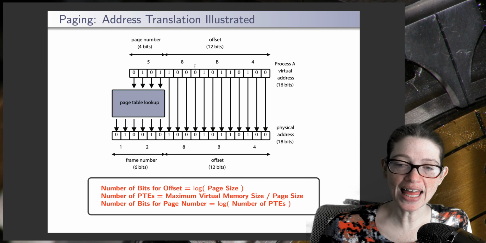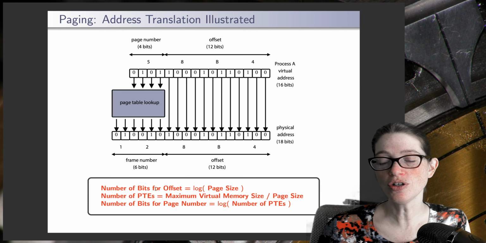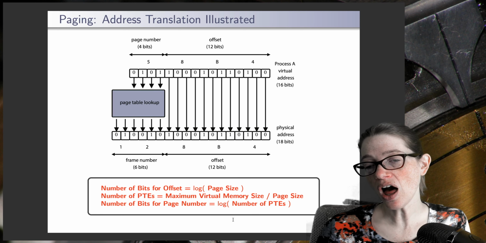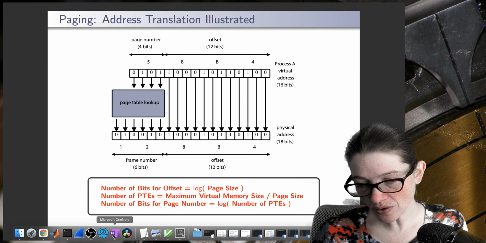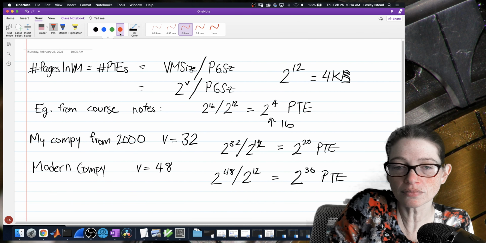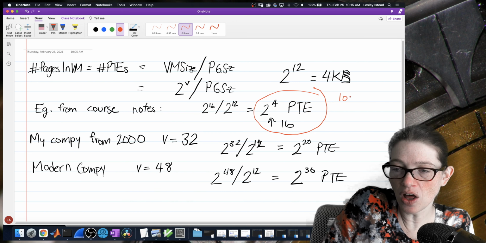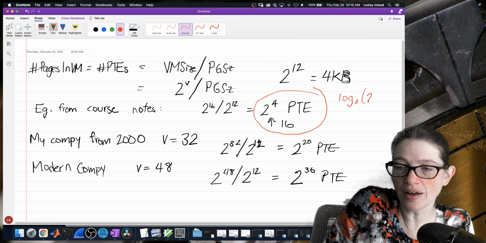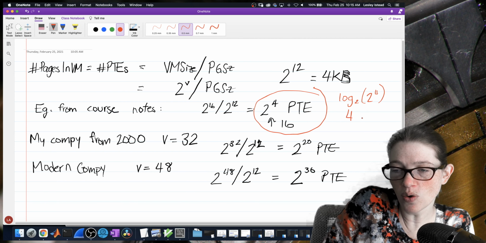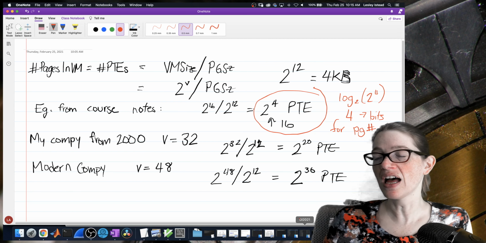So for our little example here, we need 4 bits in order to do that, because if we go back to OneNote here, this is how many page table entries we have. So the log, again base 2, of 2 to the 4 is 4. So 4 bits for the page number. And the page number is always the highest order thing.